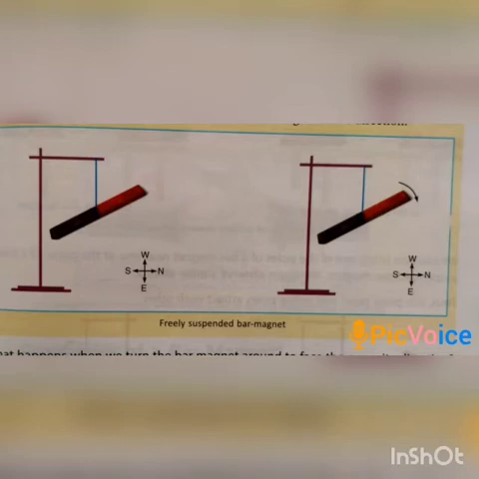The two poles of it, that means both the ends of the bar magnet, point towards the geographical north and south poles. The pole of the bar magnet which points towards the geographical north is called its north pole, that is, the north seeking pole, and the other which points towards the geographical south is called the south pole.